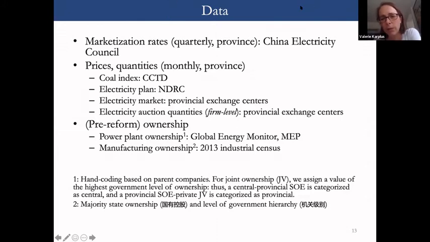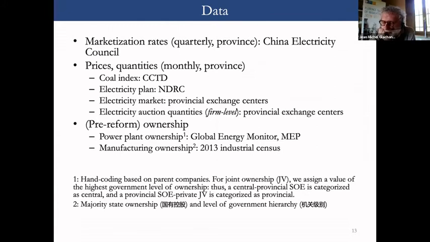I think the reason why we compare Shandong and Guangdong is because we have a variation in whether it's the producers or the consumers of power that are more closely tied to the provincial government through ownership ties. So okay, I think you were trying to exploit that variation.